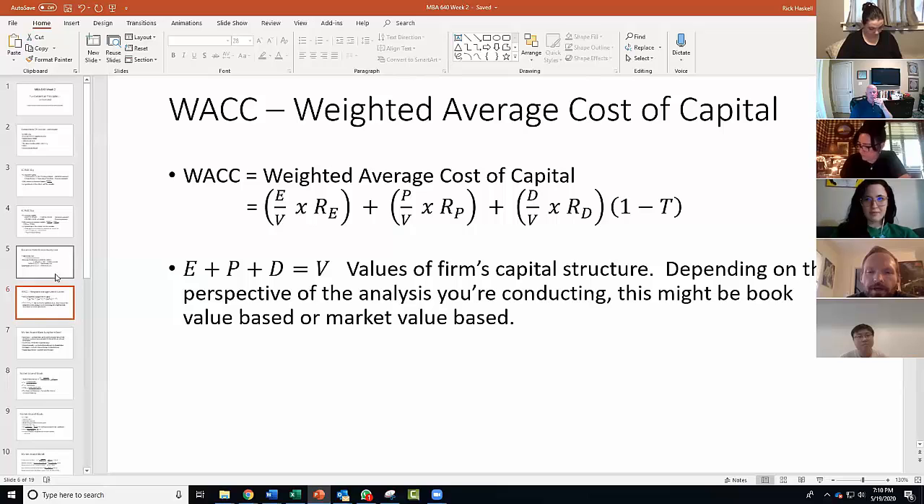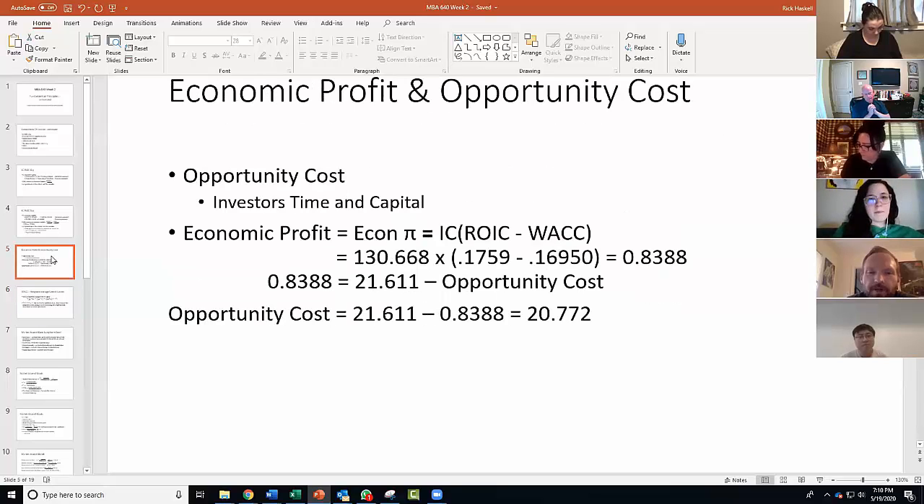Hey, Rick, on that last slide, just a quick question about that equation. So just to make sure I follow: economic profit equals invested capital times your ROIC minus your WACC, and then it plays the numbers out. But then when it gets to the 0.8388 equals 21.611 minus opportunity cost, where'd you get the 21.611?